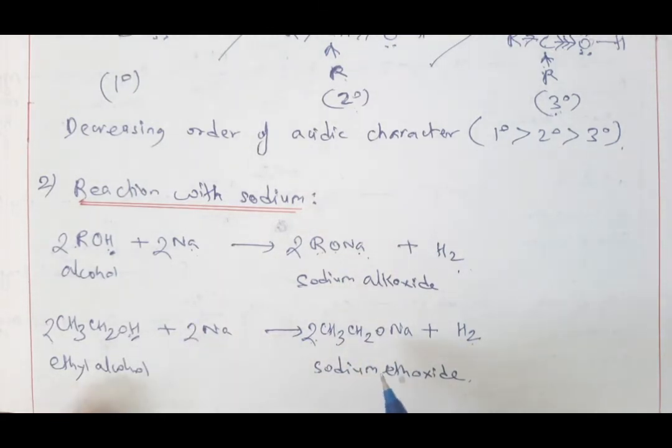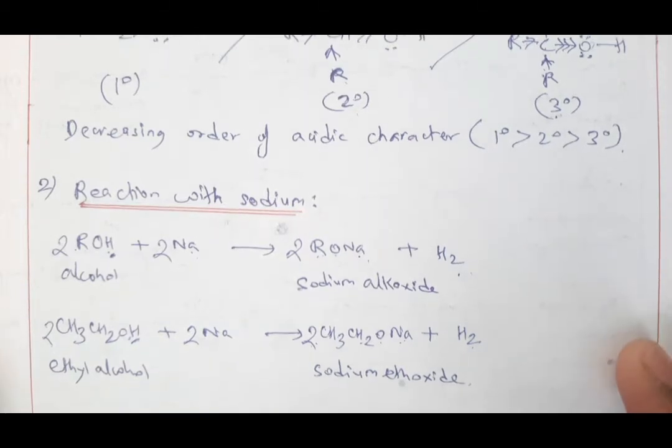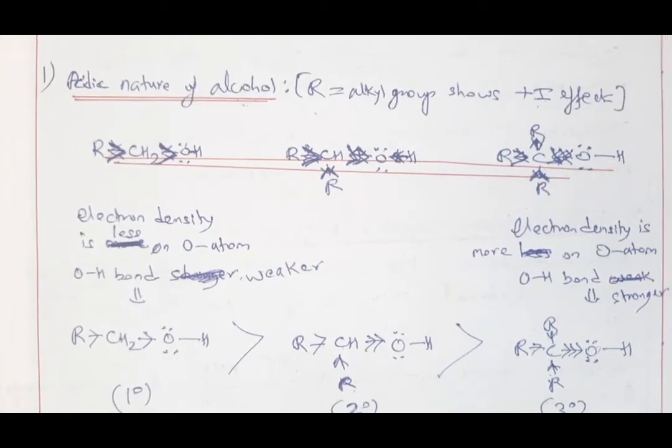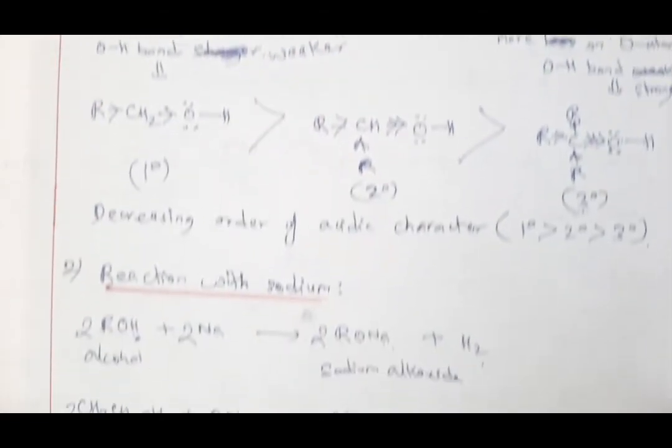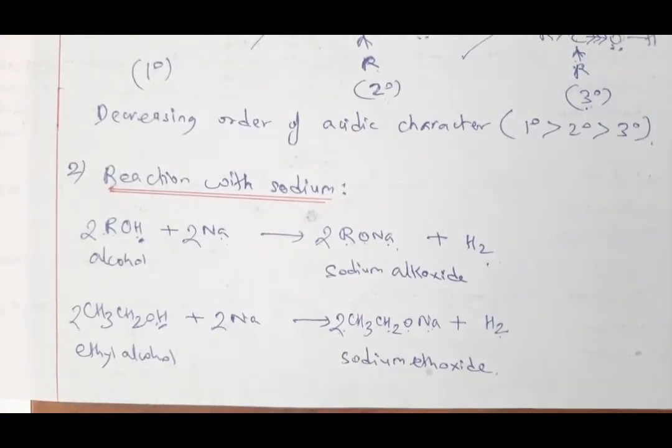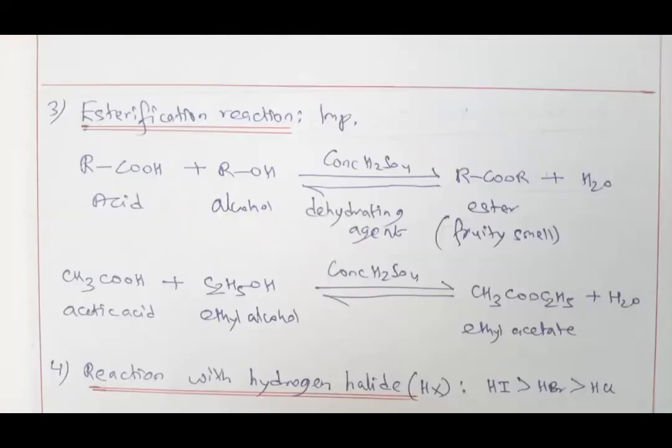And the compound so formed is called sodium ethoxide. Sodium ethoxide. So this reaction proves that alcohol shows acidic nature. Okay, reaction with sodium. So far we have finished 2 properties, students. In the first property we saw the acidic nature of alcohol due to R showing plus I effect, and number 2, reaction with sodium. Okay students, now we go to the third property of it.